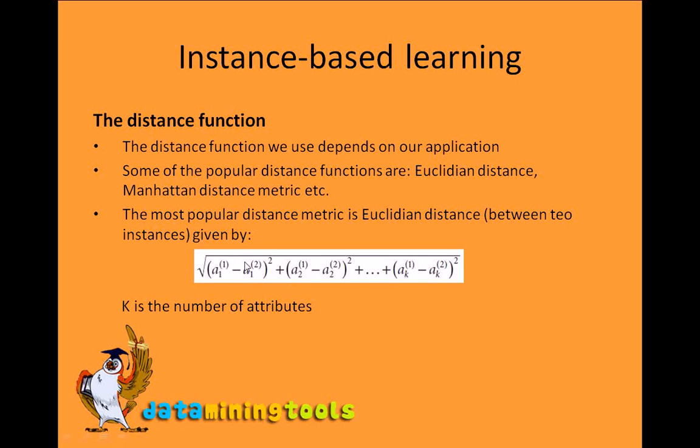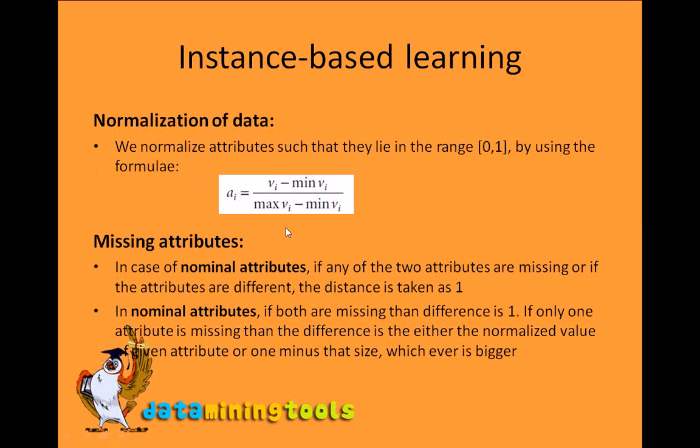Basically this is the square root of a sum of squares. In this bracket, this is attribute a1, the value of attribute a1 in one instance. This is the same attribute in the other instance. We take the difference, square it, and we do this for all the attributes, add all of them and take the square root. Here k is the number of attributes, and this is how we get the Euclidean distance between two instances.